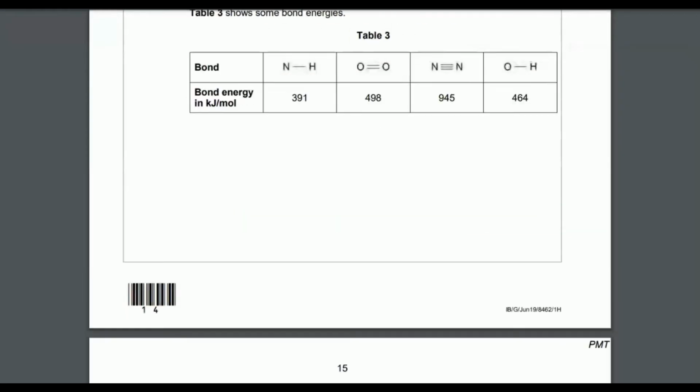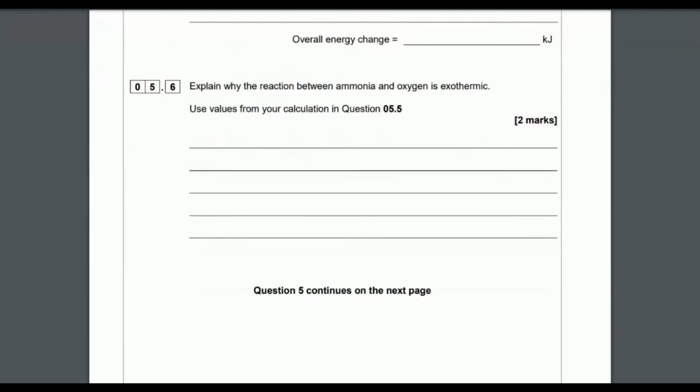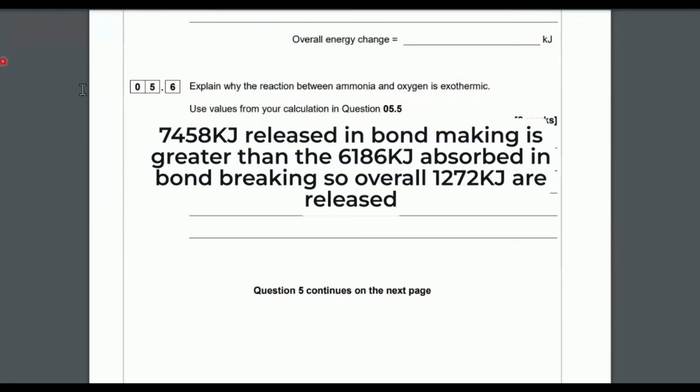Okay, make sure you pause the video at the start of each of these, then have a go. So it's 5.6, explain whether the reaction between ammonia and oxygen is exothermic. Use values from your calculation you just did in 5.5, 2 marks.